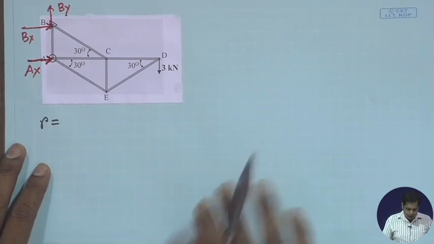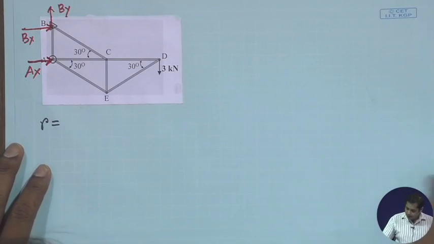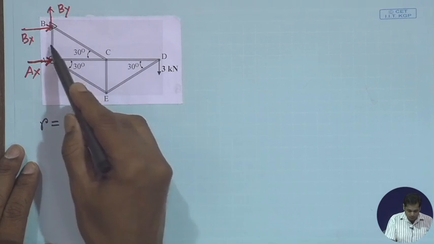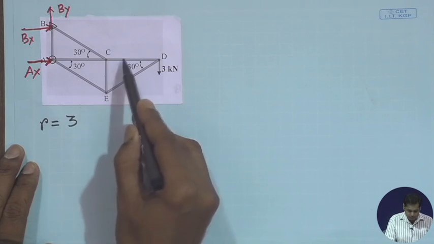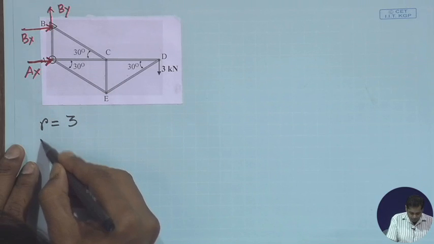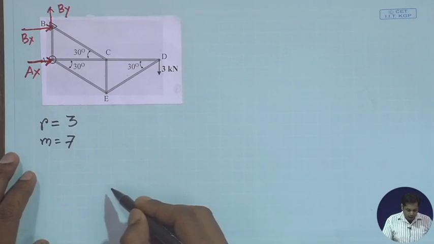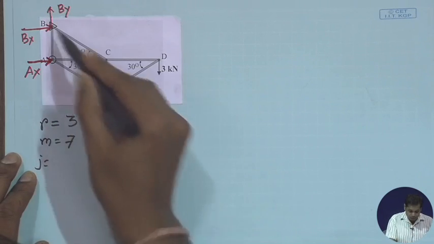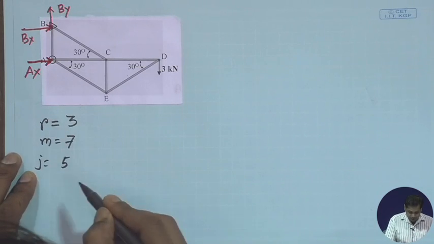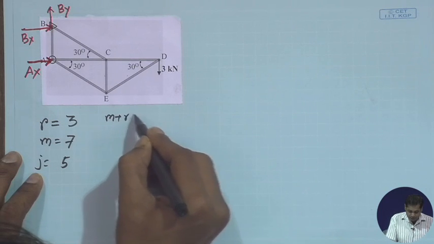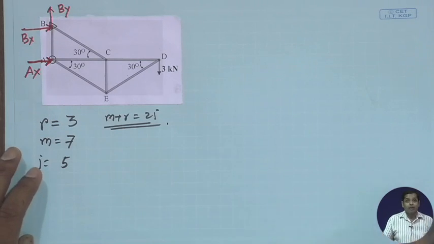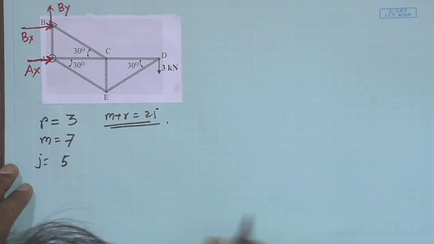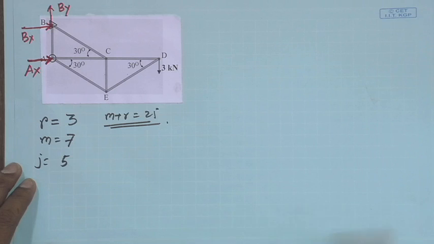Now, the number of reactions R is 3, and the number of members are 1, 2, 3, 4, 5, 6, 7. Number of members M is 7, and the number of joints J is 1, 2, 3, 4, 5. So M plus R is equal to 2J. So this is a statically determinate truss. Now first let us find out the support reactions.